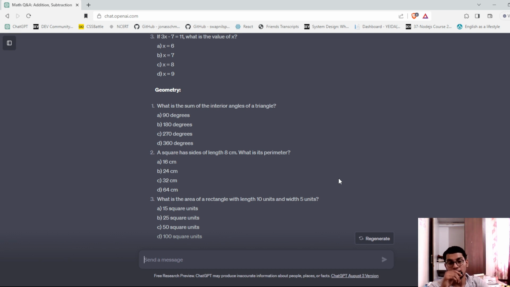What is the area of a rectangle with length 10 and breadth 5? Rectangle is length into breadth. It will be 50 square meters. I just have to remember the formula. I think 50 is the correct answer.